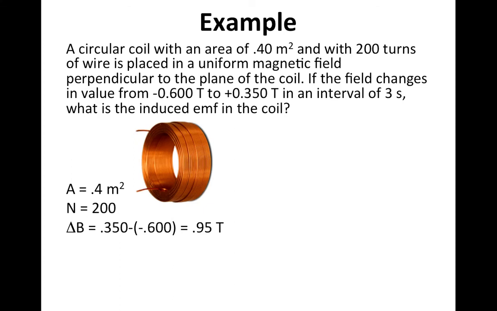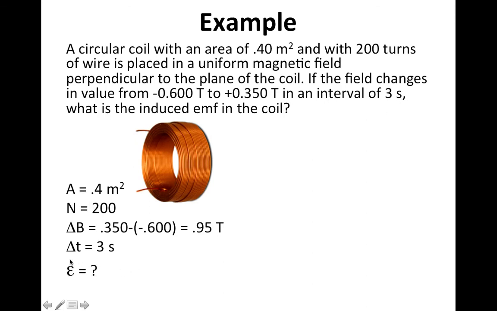Okay? The change in magnetic field is the after minus before, right? B2 minus B1. So 0.35 minus negative 0.6, which means you're going to get a 0.95 Tesla for your change. And the delta t, the interval of time, is 3 seconds.